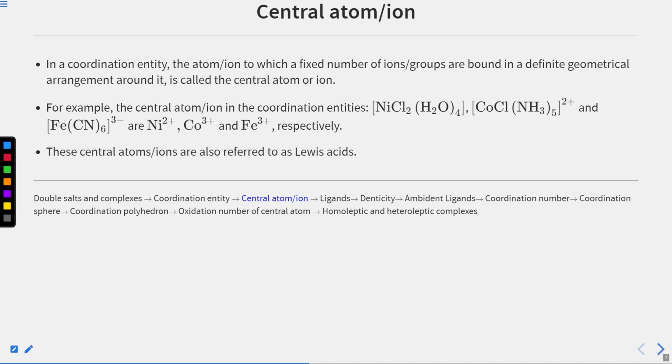Now these metal central ions are also referred to as Lewis acids. Why are they called Lewis acids? Because they can accept electrons. Okay, they can give electrons. Because they are metal, so they will give electrons.